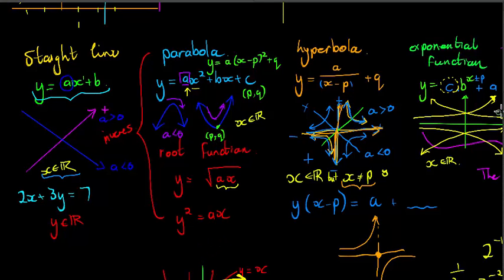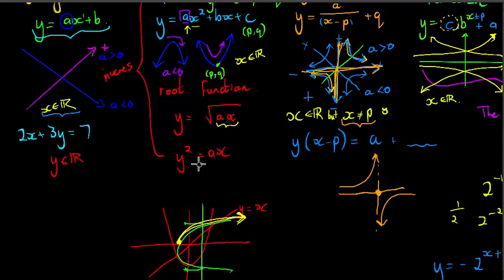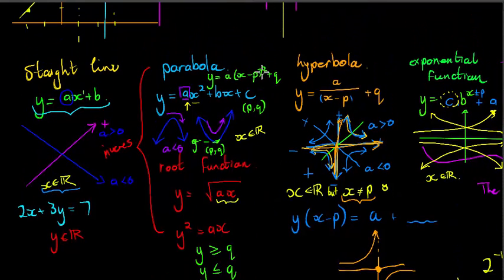If I can only get y values, so my range is only bigger or equal to the Q, the turning point's y value, that's Q. I can only get it bigger or equal to Q if I have the smiling face. If I have the frowning face, I can only get values smaller than Q. So I don't have all the values. Exactly right.